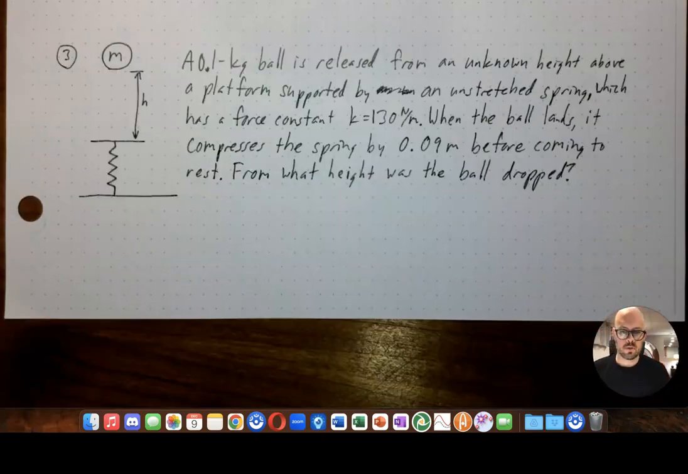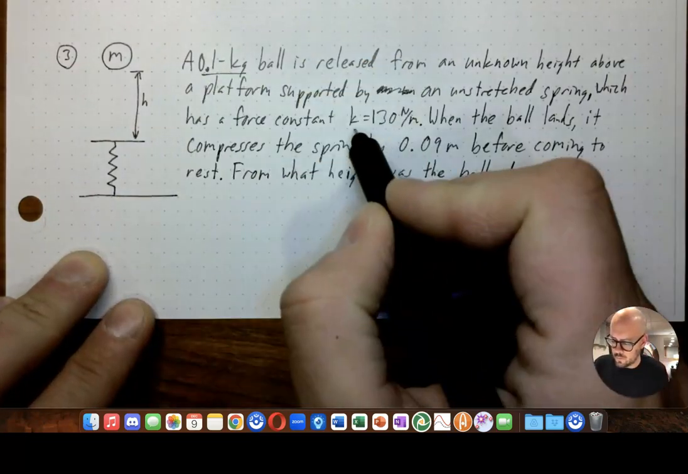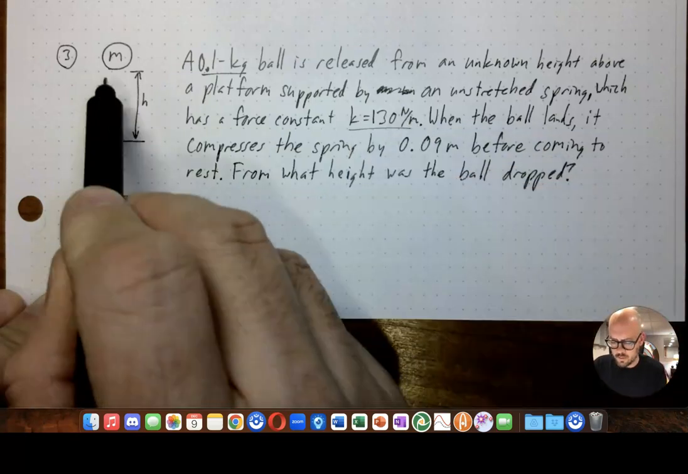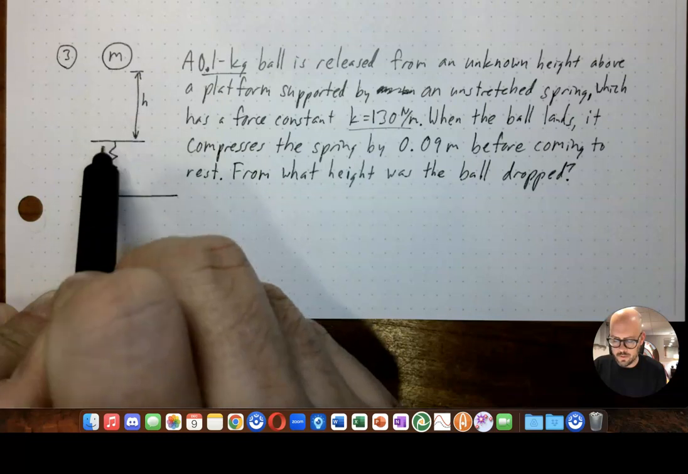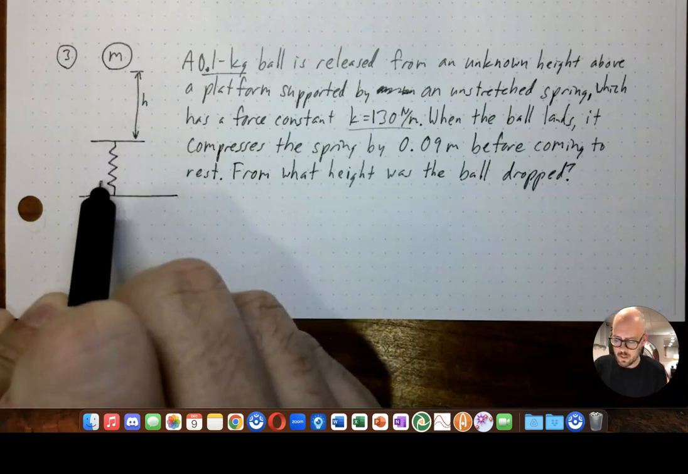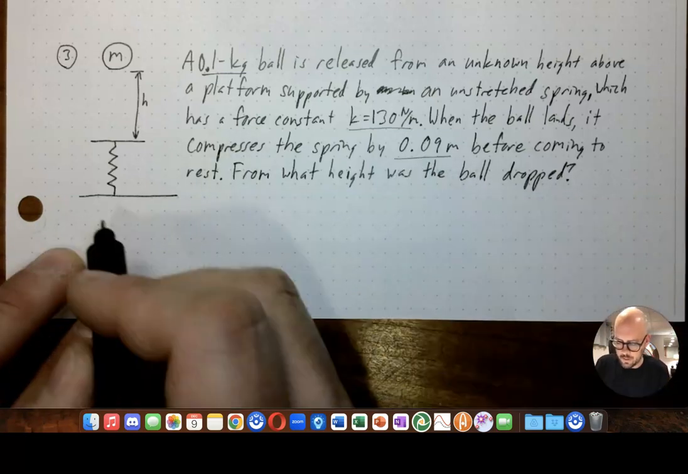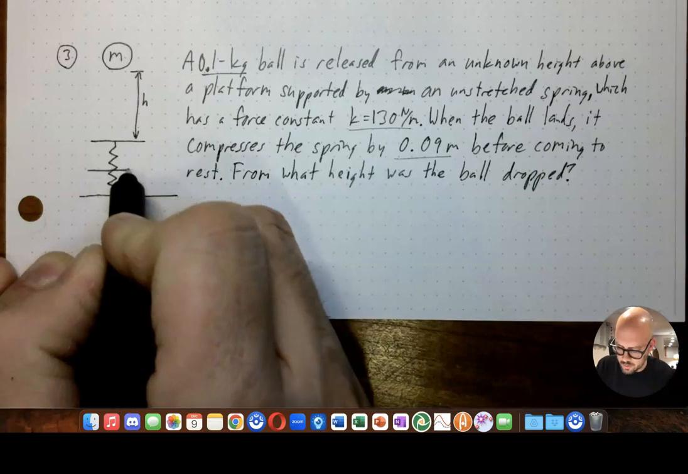Okay, so the last question is the most difficult, and we'll see how that is when we talk about kinetic energy and gravitational potential energy. So we have this ball where we know its mass. We have the spring constant of a spring. So basically the ball is dropped from rest. It falls until it hits the platform here, which is supported by the spring, and then it compresses the spring by a certain amount. So I'm going to draw one more picture here.